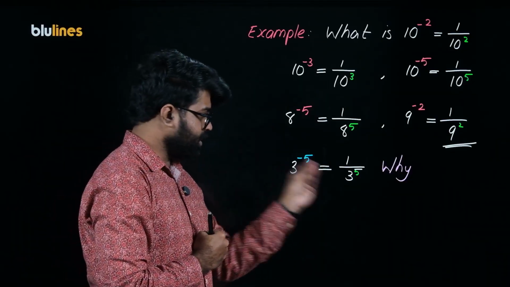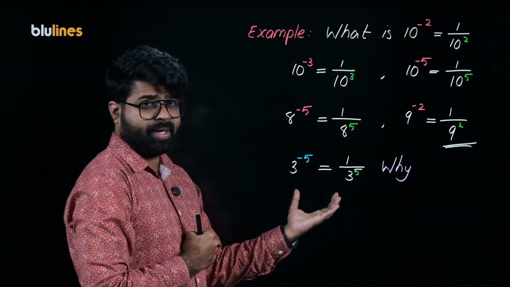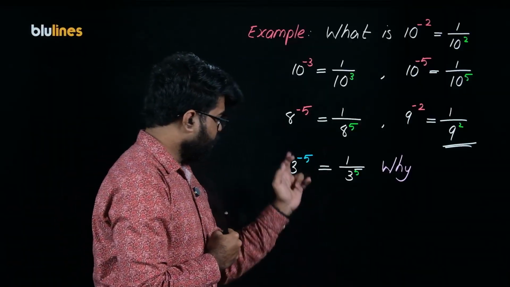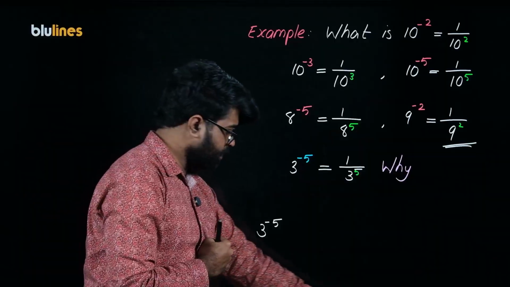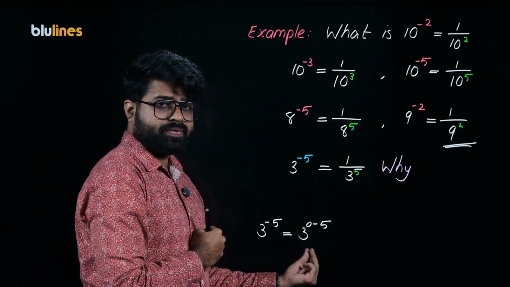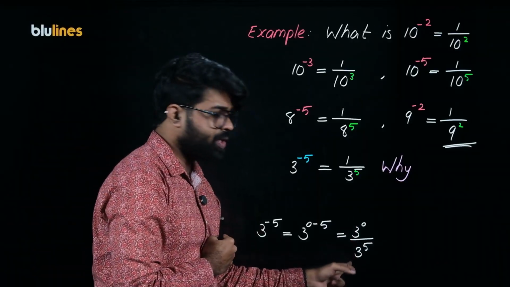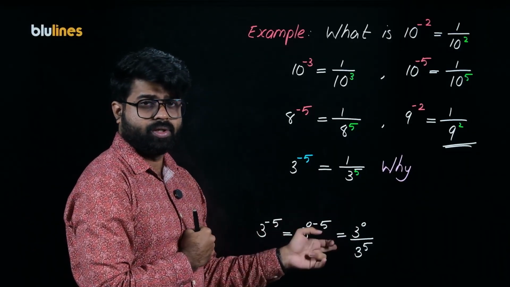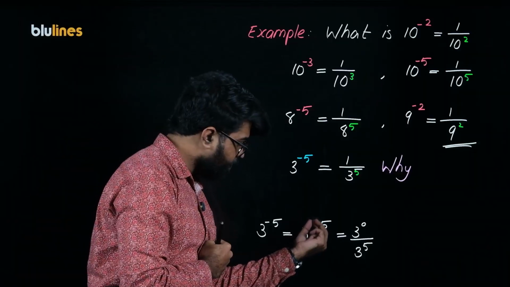Again, let me revisit. Why is this happening? It is only because 3 raised to minus 5 is nothing but 3 raised to 0 minus 5. But what is 3 raised to 0 minus 5? Again, it is 3 raised to 0 upon 3 raised to 5 using our exponent rule. This is of the form a raised to m minus n.